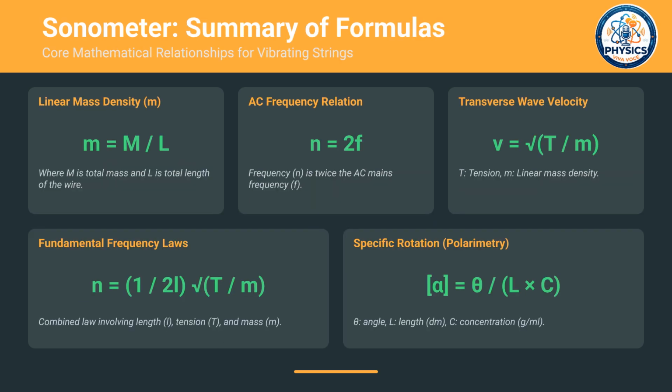Here is a summary of the core formulas for the sonometer experiment. Key formulas include linear mass density, AC frequency relation, and transverse wave velocity. The fundamental frequency law combines length, tension, and mass, and is shown here.